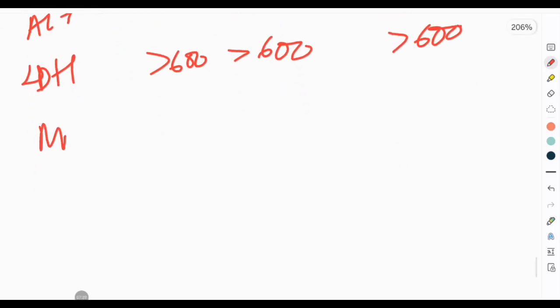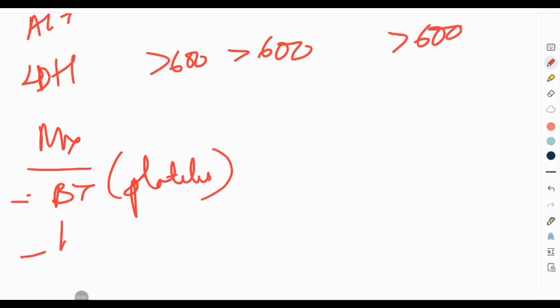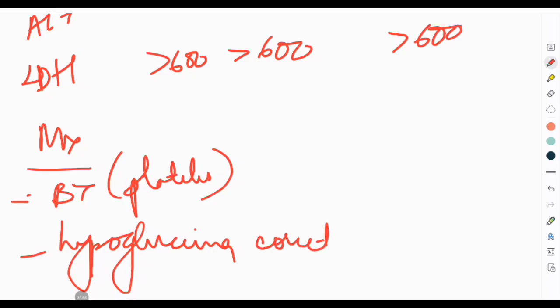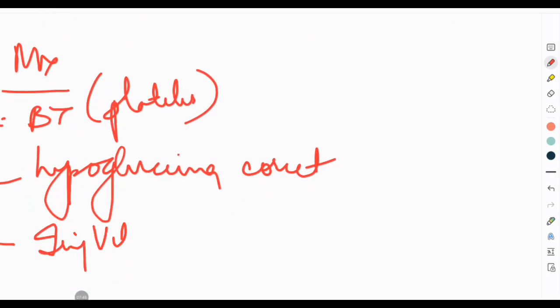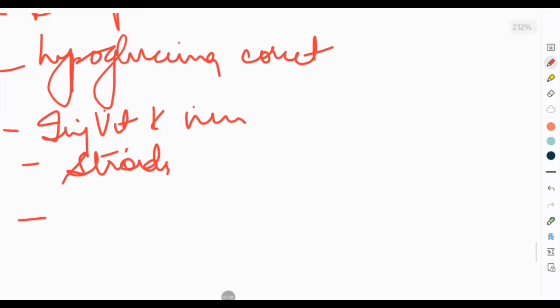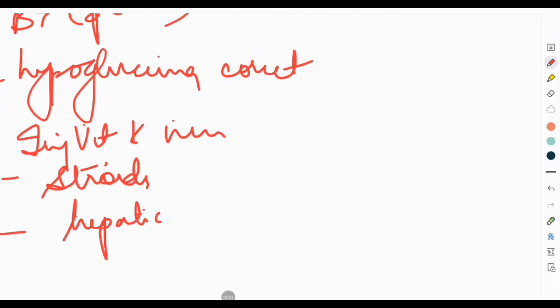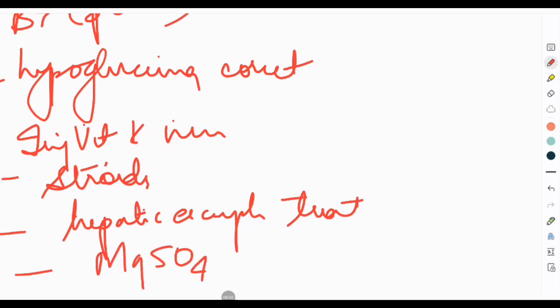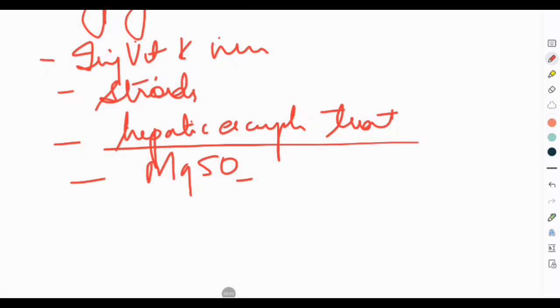And the management of this HELLP syndrome is blood transfusion, that is platelets, hypoglycemia correction, injection vitamin K IM, steroids, then preventive measures for hepatic rupture, treat, MgSO4 is given, then hepatic encephalopathy is treated, and magnesium sulfate prophylaxis is given.